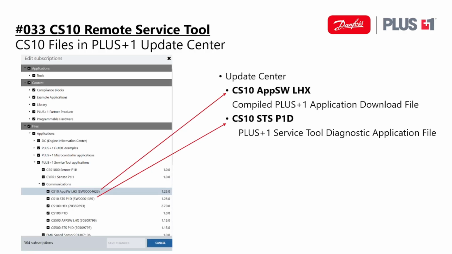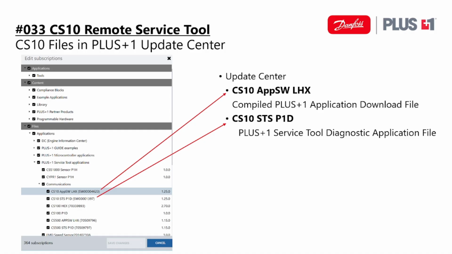Before I start the step-by-step instruction, I would like to show you some necessary steps that will ensure a smooth configuration. Once you receive your CS10, we recommend installing the latest application software on the device. You can find this in the PLUS+1 Update Center. There you will find both the application software and the diagnostic file for the service tool.